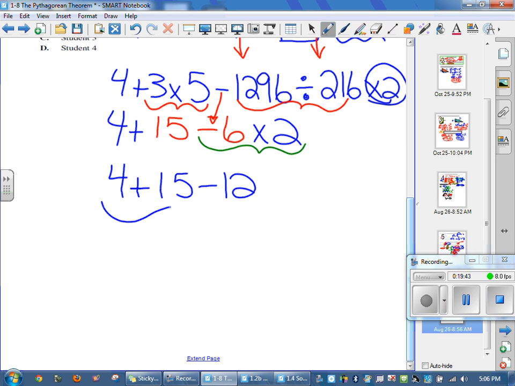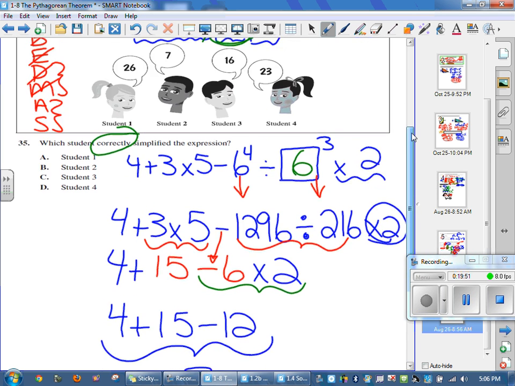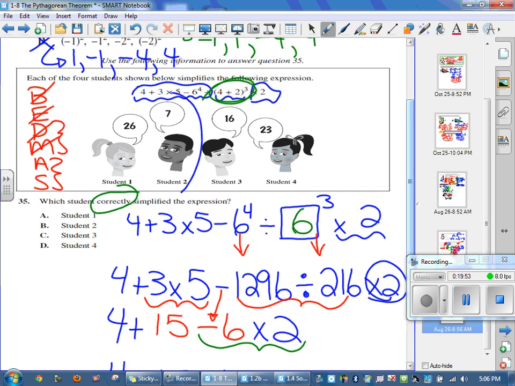So let's take a look. Which student solved it correctly? Student 2 solved it correctly. Check your work and make sure you did it right. This concludes lesson 1.8 and the full complete unit of unit 1 powers and roots.